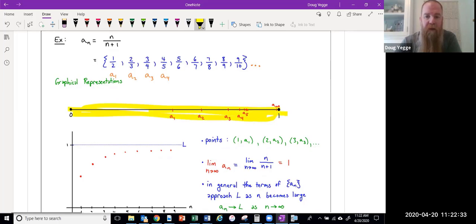If you take a look at this number line, I can see that the first term is halfway to 1. The second term got a little closer. The third term got closer. The fourth term got closer. But you can see the gap in between these numbers is getting smaller and smaller and smaller, to where A100 is still going to be really close to 1, but still smaller. So what we say is that this sequence converges to 1. We can even see this on a 2-dimensional graph.